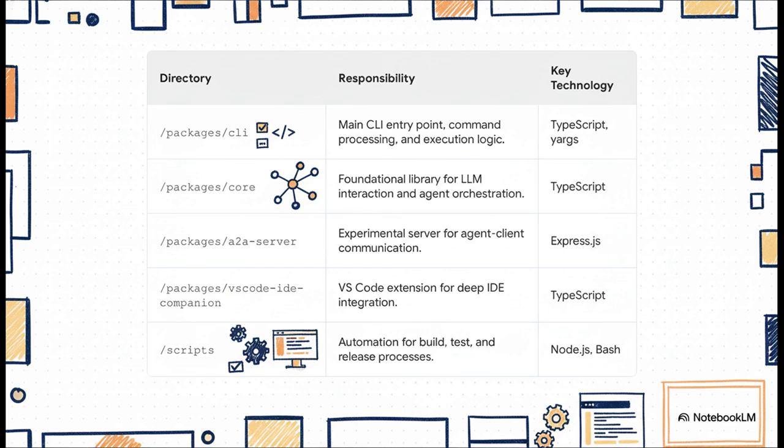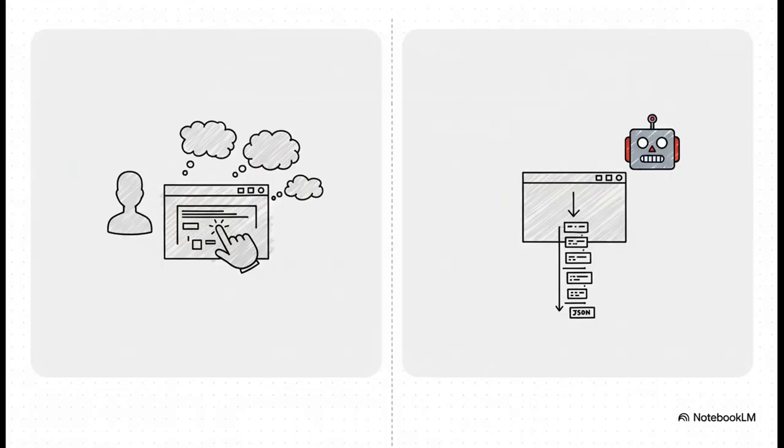Then you have other packages for specific things, like the experimental A2A server, the VS Code extension, and all the automation scripts. The application actually supports two main ways of running. First, there's the interactive UI, which is built with Ink and React. It gives you a dynamic terminal experience for when you're using it directly.